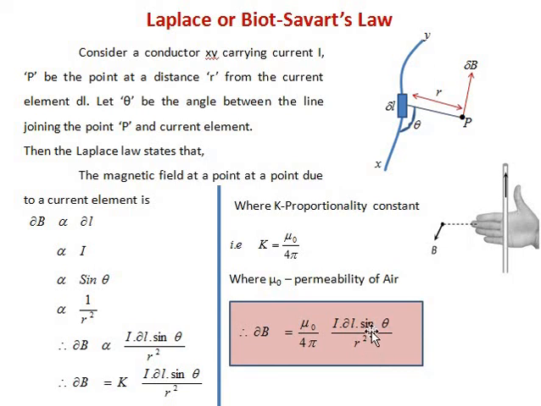This equation represents the magnetic field due to the current element dl at point P. We are not getting the magnetic field at point P due to the whole conductor. In Biot-Savart's law, we get the magnetic field at point P due to this small current element.